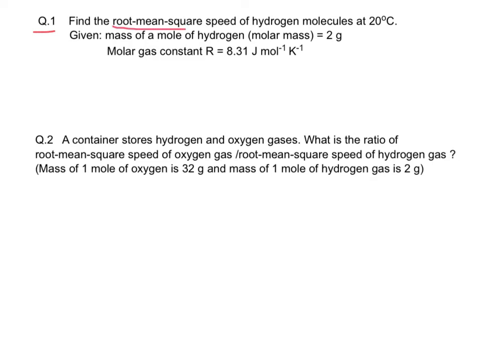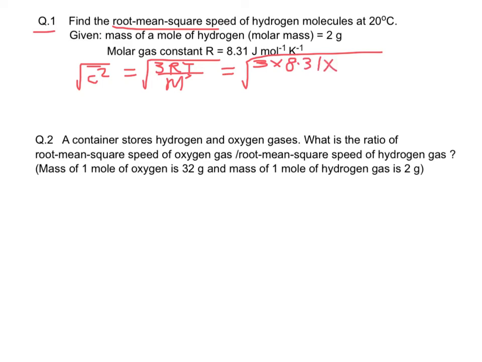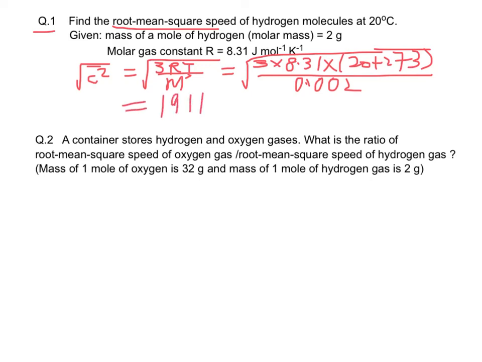Question number 1. The root mean square speed of the gas is equal to square root of 3RT over the molar mass M_r, equal to square root of 3 times 8.31 times (20 plus 273), the absolute temperature, over 0.002 kilogram, the molar mass, which is equal to 1911 meter per second. Since root mean square speed is proportional to square root of absolute temperature over molar mass.